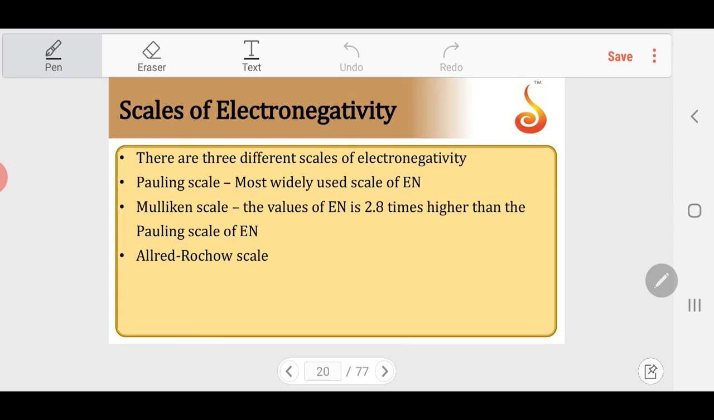How to measure electronegativity? There are three different scales available. One is called the Pauling scale, the second is the Mulliken scale, and finally the Allred-Rochow scale. The Pauling scale is the most widely used electronegativity scale, but the Mulliken scale values are 2.8 times higher than the Pauling scale. If you want to convert the Mulliken scale to the Pauling scale, you have to divide by 2.8.